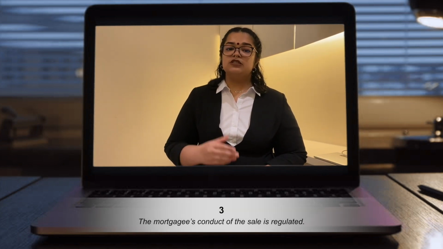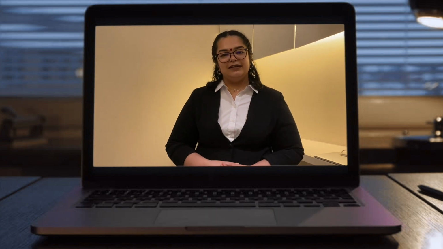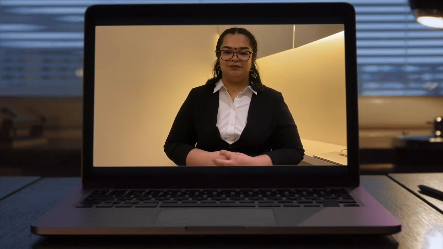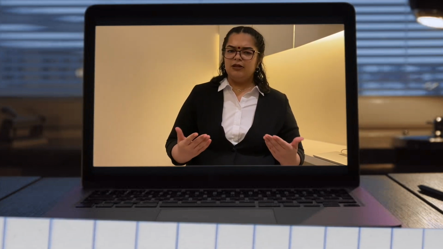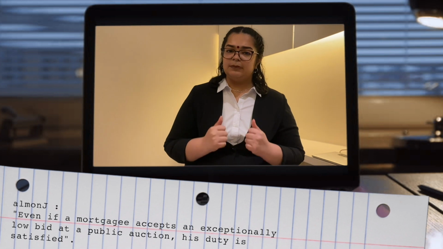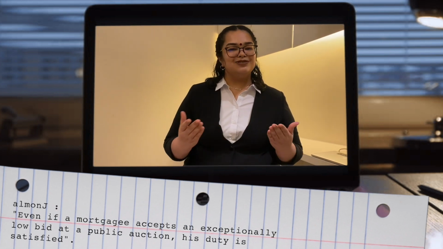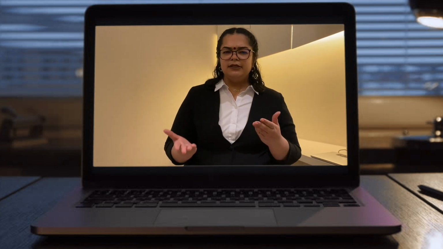Thirdly, the mortgagee's conduct of the sale is regulated. In the case of Standard Chartered Bank, it was held that a mortgagee is under a duty of care to obtain the best price reasonably obtainable. In Cuckmere Brick Co., Justice Salmon states that even if a mortgagee accepts an exceptionally low bid at a public auction, his duty is satisfied. In contrast, Bishop demonstrates that if a mortgagee breaches this duty, it will result in an award of compensation of the difference in the price obtained and the true price reasonably obtainable. In summary, the duty placed on the mortgagee ensures that he takes the appropriate steps to find the best price for the sale.